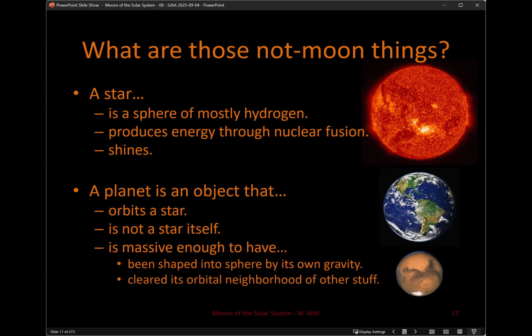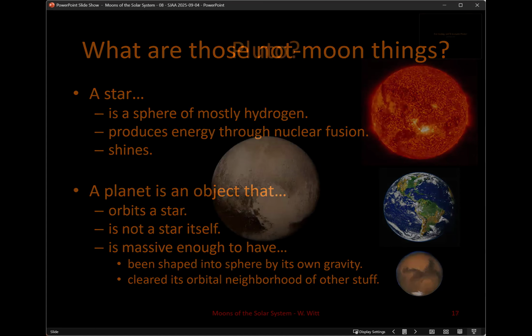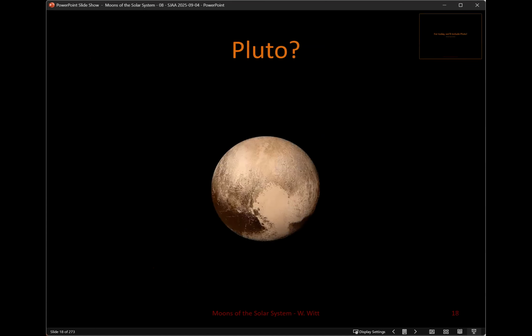They're also massive enough such that they've shaped themselves into a sphere through their own gravity. So Earth is a sphere, Mars is a sphere. And further, they've managed to clear their orbital neighborhood of other stuff. I'll explain that a little bit more in a moment, because this kind of gets us to the question of Pluto.